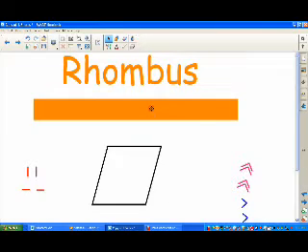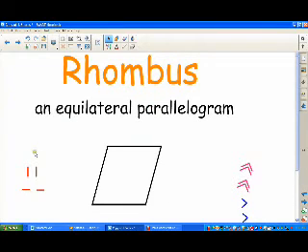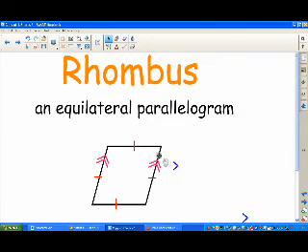All right, a rhombus. A rhombus is an equilateral parallelogram. Now notice it's just equilateral. We talked about this yesterday in class, that polygons do not have to be both equilateral and equiangular. They can be one or the other. And our rhombus is an example of that. It's got four congruent sides, so it's equilateral, but it does not have congruent angles. Okay, so those would be the markings if I ask you to draw a rhombus.